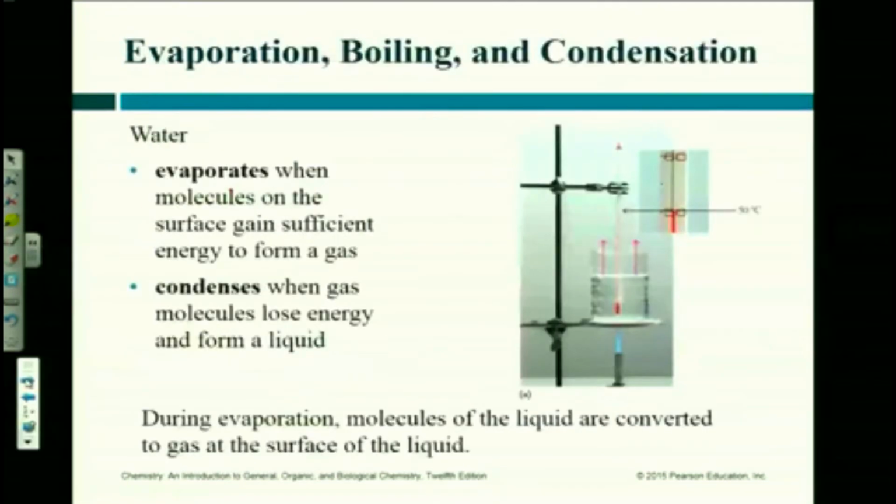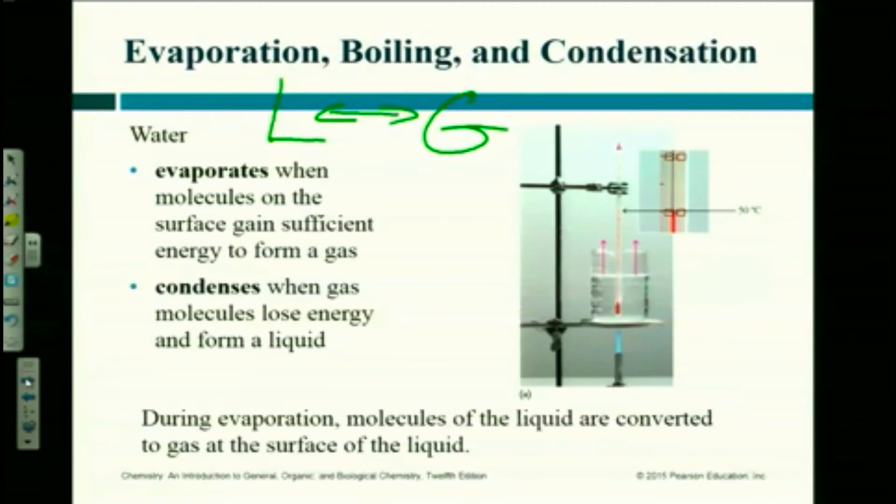Now, there's another process. So that was going from a solid to a liquid. Well, what about going from a liquid to a gas? That is a process called evaporation or vaporization, okay? When the liquid reaches the boiling point, it will all turn into a vapor, into a gas. True?